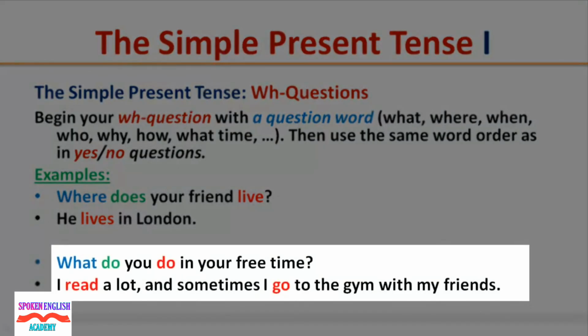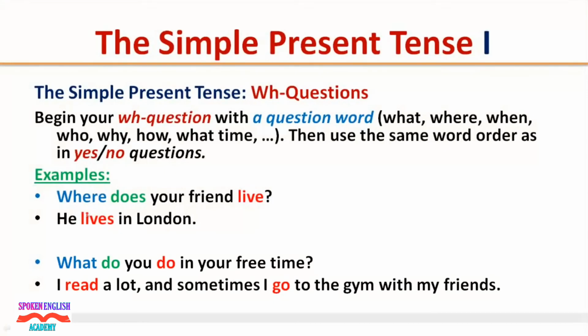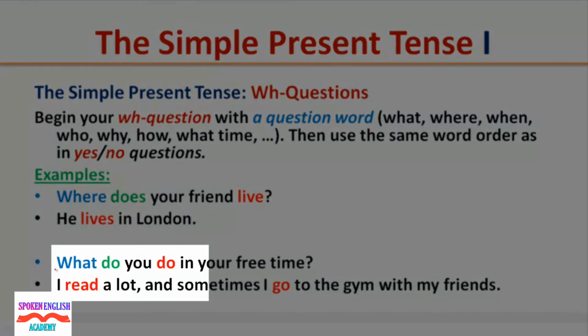What do you do in your free time? I read a lot and sometimes I go to the gym with my friends. Pay attention here to the word order in WH questions. We start with a question word, followed by the auxiliary verb, followed by the subject, followed by the base form of the verb.